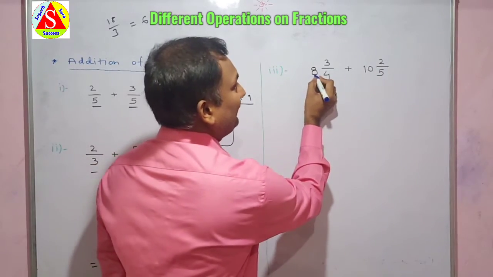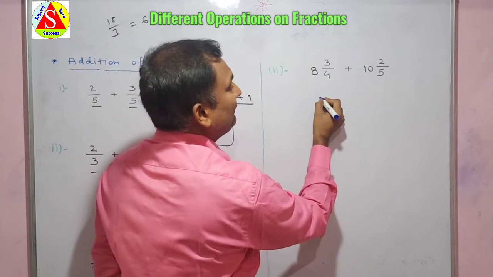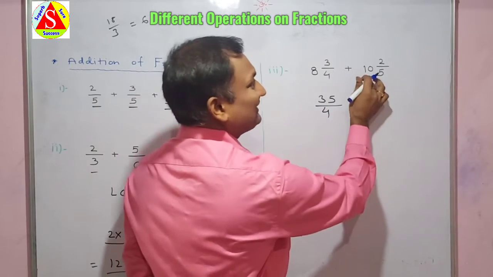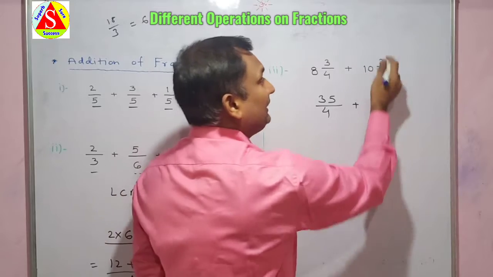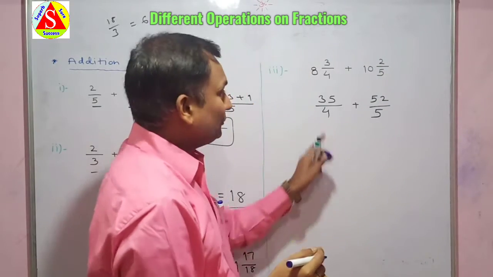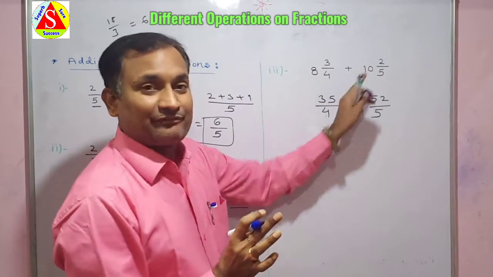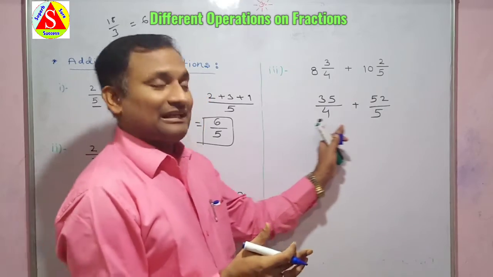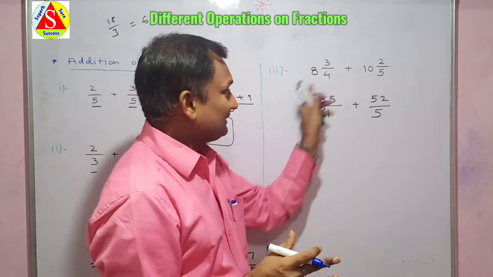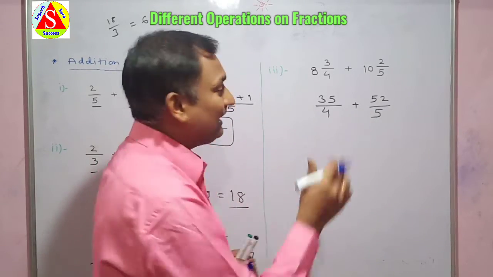So let's convert this mixed fraction into an improper fraction. So here we will have 8 fours, that is 32. Then plus 3 we will have 35. So we will have 35 upon 4 plus 10 fives, that is 50 plus 2, that is 52 upon 5. Okay, so this is the improper fraction of the mixed fraction. Okay, so now let's add this. So dear student, just now we have seen this is an example of unlike fractions. So it means we have to take the LCM.